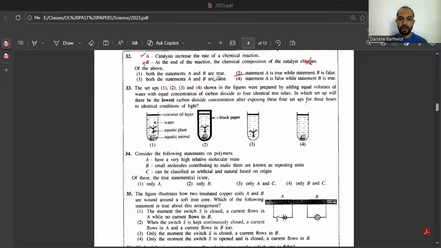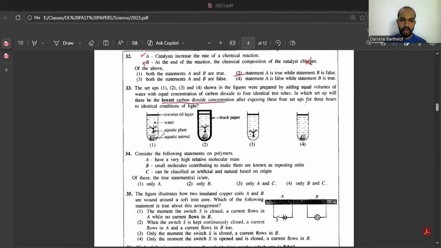The setups 1, 2, 3, 4 shown in the figure were prepared by adding equal volumes of water with equal concentration of carbon dioxide. In which setup will there be lowest carbon dioxide concentration after exposing these for 3 hours in identical conditions of flight? Okay, so they're asking the lowest carbon dioxide concentration. So let's look one by one.